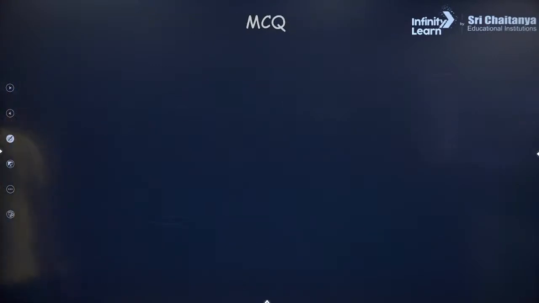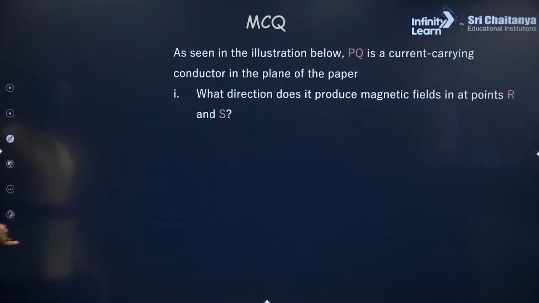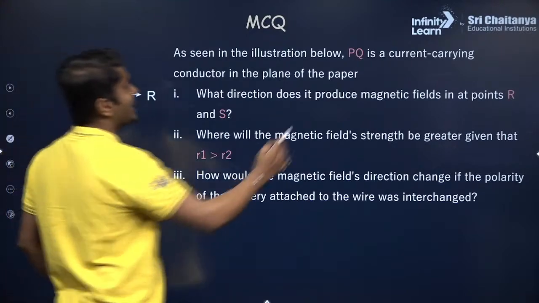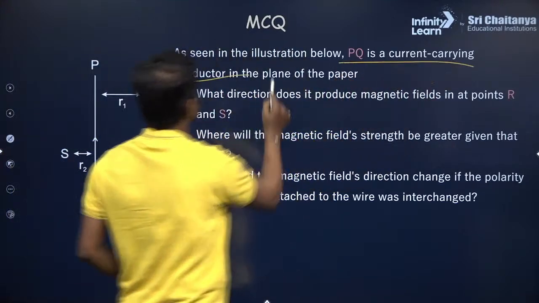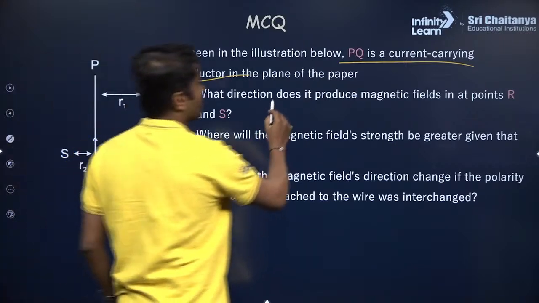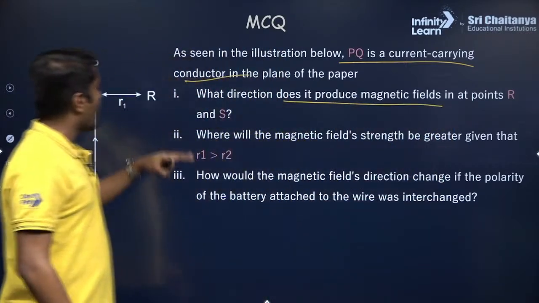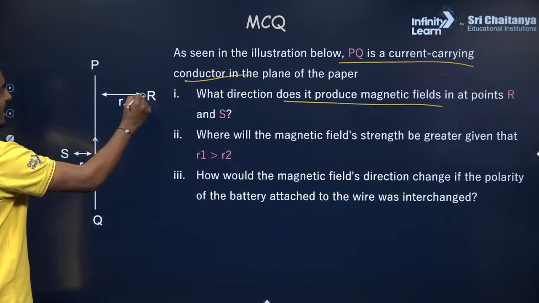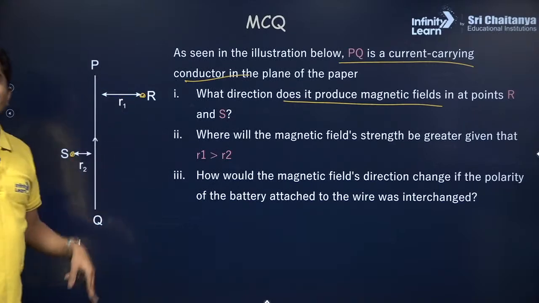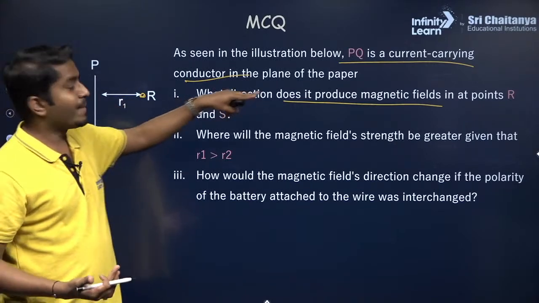Okay, so now I think this is the last question. There is a PQ, which is a current carrying conductor. This is a straight wire. Okay, what is the direction of the magnetic field produced at points R and S? So there is a point R, there is a point S. At these two points, what is the direction of the magnetic field?